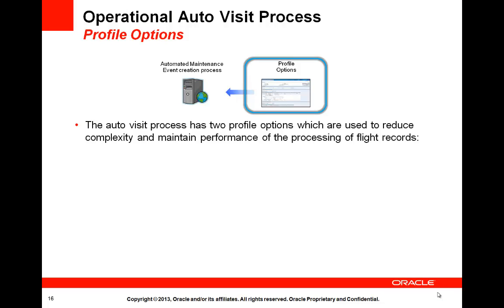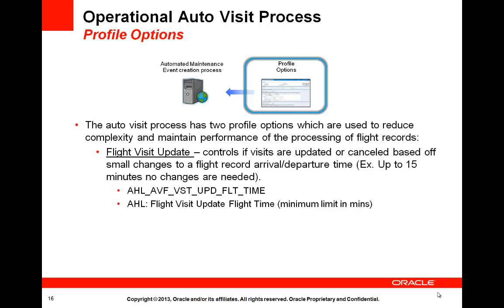The Autovisit process also leverages two profile options. These are used to reduce complexity and to maintain performance during the processing of the flight records. The first profile option covers flight visit updates. It controls if visits are updated or canceled based off small changes to a flight record's arrival and departure time. An example may be that a flight has changed by 5 minutes, 10 minutes, or perhaps 1 hour.